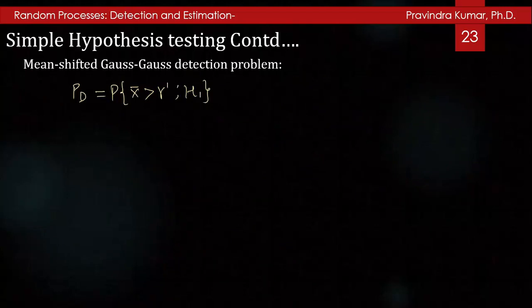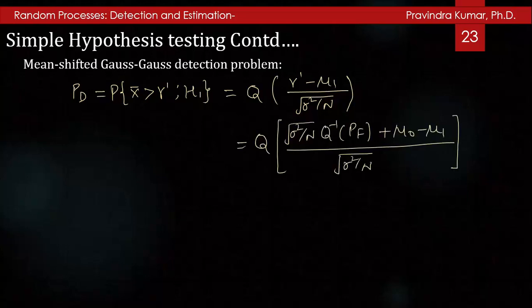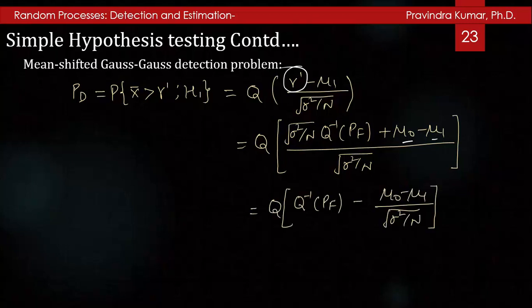And the probability of detection will be the probability of x bar greater than gamma dash when H1 is true. This means the Q function of (gamma dash minus mu1) upon root of sigma square by n. After putting the value of gamma dash, we'll get Q of root of sigma square by n Q inverse PF plus mu naught minus mu1 upon under root sigma square by n.